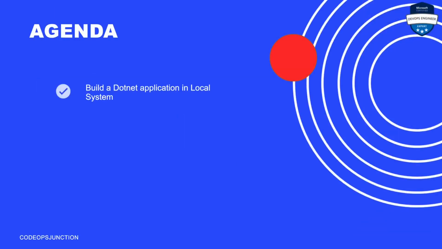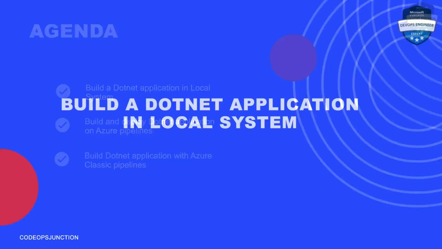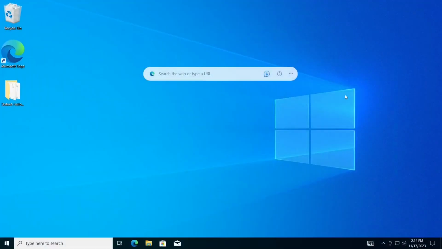We will see how we are going to build a .NET application in our local system. And in second we can see how we can build and deploy a .NET application on Azure pipelines. At last we will see how to build a .NET application with Azure Classic pipelines. First we will see how to build a .NET application in local system. Now we will see how we can build a .NET application in our local system.